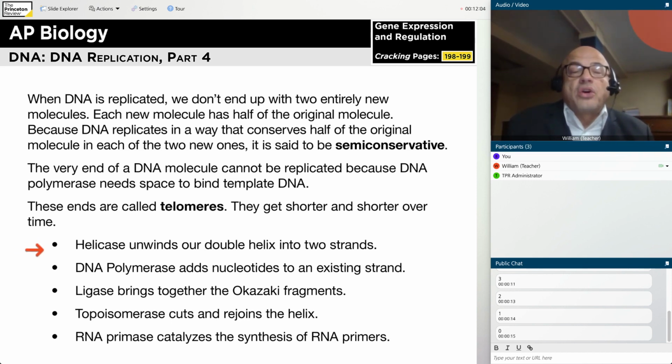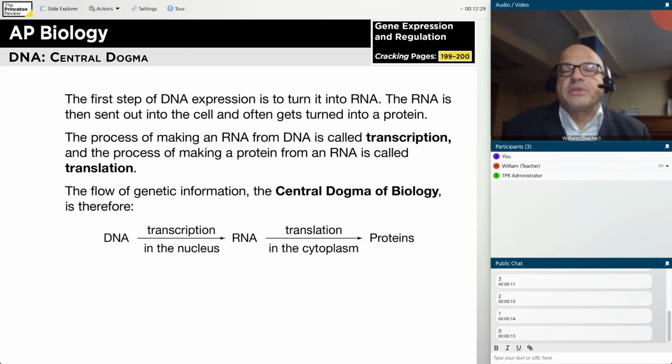Helicase is going to unwind DNA, polymerase is going to add, ligase is going to bring together your Okazaki fragments, topoisomerase is going to cut and rejoin, and RNA primase is going to catalyze. And remember the idea of a catalyst, which we talked about: it gets involved in the reaction but does not get consumed by the reaction, and speeds up the rate of a reaction, and so forth. So those are good pieces of information to know.